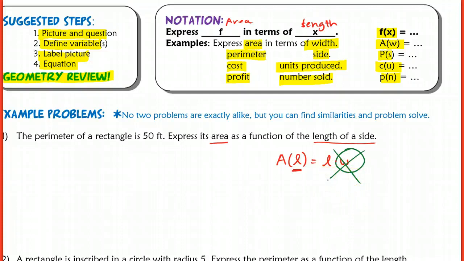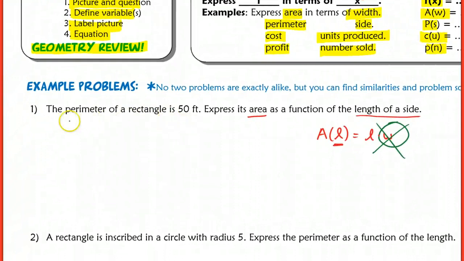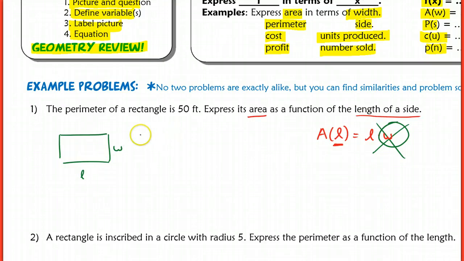So I'm going to go back to the original statement that says the perimeter of a rectangle is 50 feet, and I'm going to show that out here in a picture. So I have length and width, and even though I don't know the length or the width, I do know that if I were to express perimeter, it would look like this. I also have this constraint here. The constraint on this problem is that the perimeter is equal to 50. So now I have an extra step here. I can plug in 50 for this perimeter.